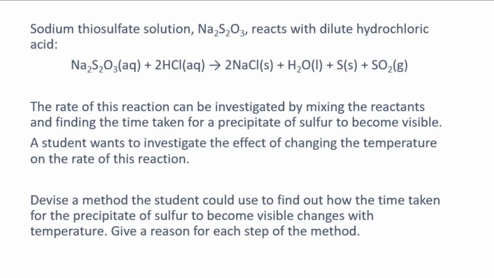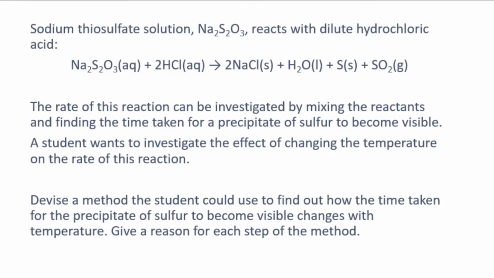But it says a student wants to investigate the changing temperature on the rate of this reaction, and you need to devise a method that the student could use to find out how the time taken for the precipitate sulfur to become visible changes with temperature. Give a reason for each step of the method.